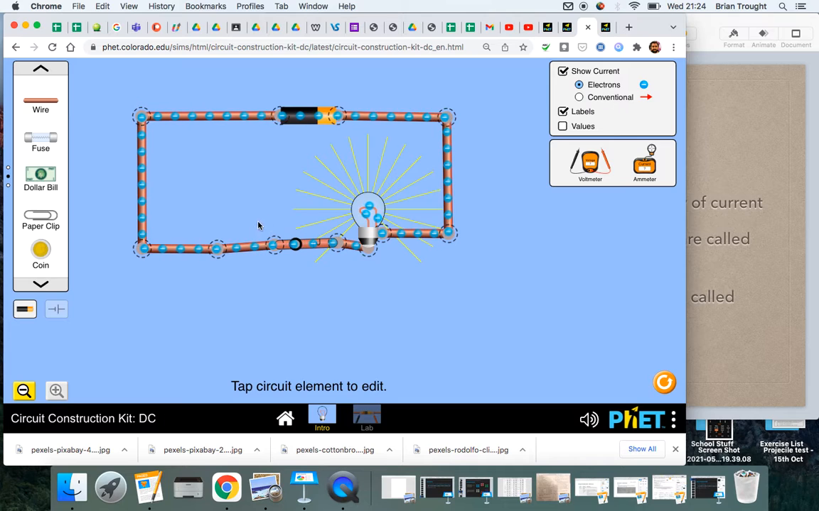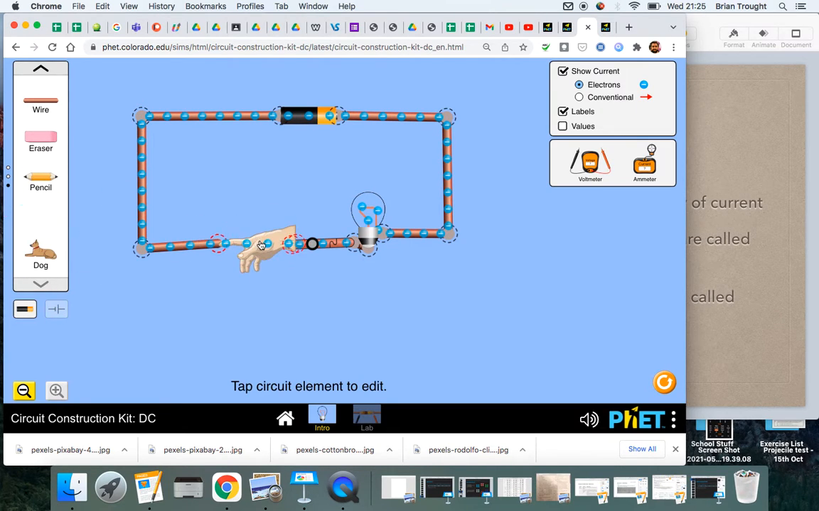So the bulb lights, therefore that piece of wire is considered a conductor. Let's put the dollar bill in there. The bulb doesn't light, so the dollar bill is an insulator. The paper clip. The bulb lights, so the paper clip is a conductor. Let's try the coin. The bulb lights, so the coin is a conductor as well. And remember, if it's a conductor, it just means it's got low resistance. Let's have a look at a few more.